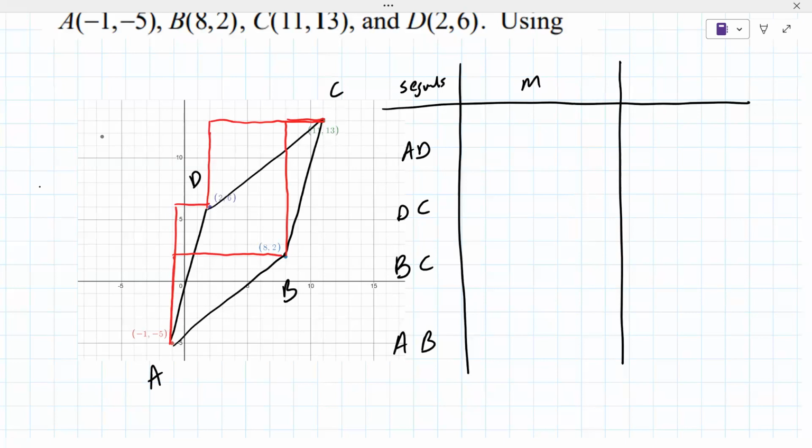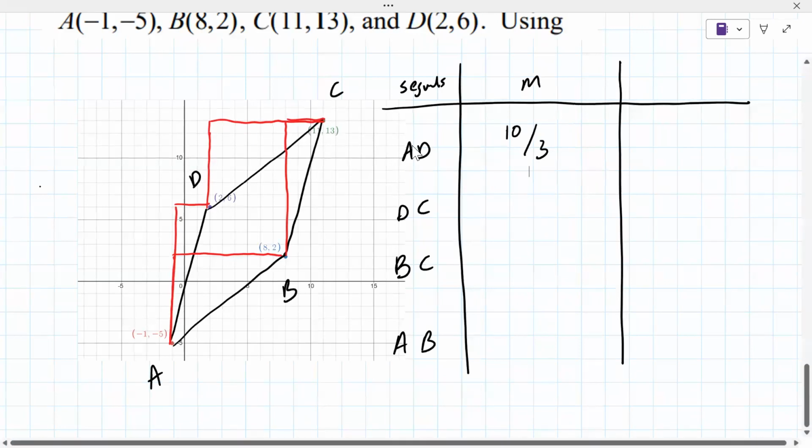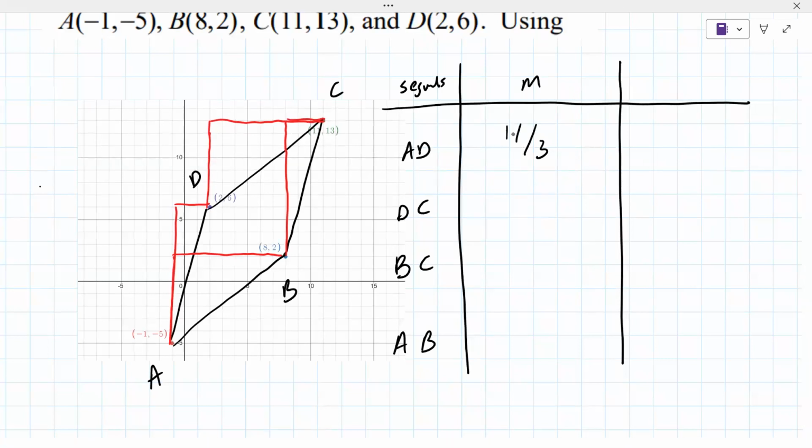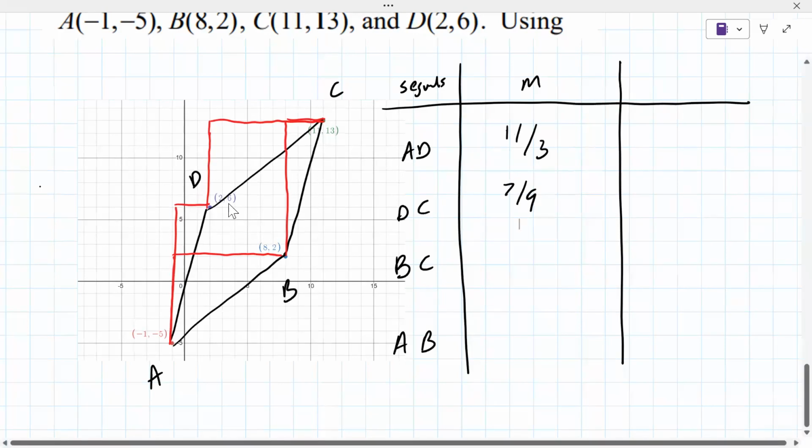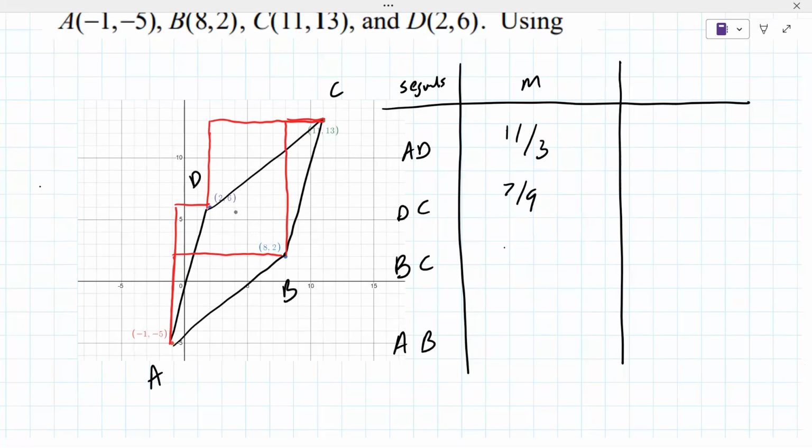All right. A to D is 10/3. Wait, no. It's not 10/3. Let me double check that. Yeah, 11/3. There you go. D to C is 7/9. Yes, I agree. Good. B to C is 11/3. Okay. And A to B is 7/9.